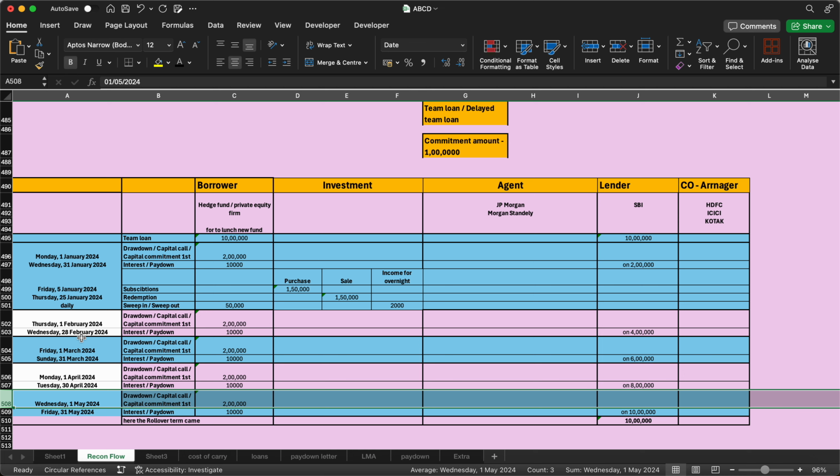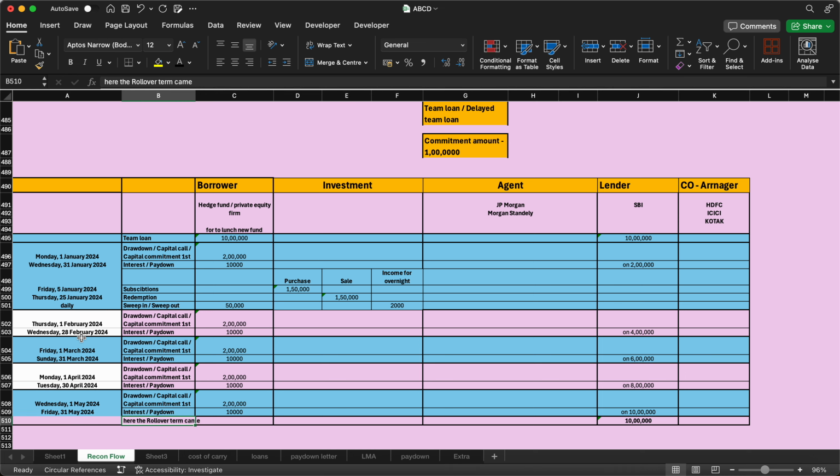So in the middle, if this cycle is done, then the same part will be repeated, like interest, paydown, fees, anything will come. So in the middle part, if the contract gets set up, these terms will come: drawdown, capital call, capital commitment, interest, paydown, all things. The interesting part is that you have also heard about the rollover term.